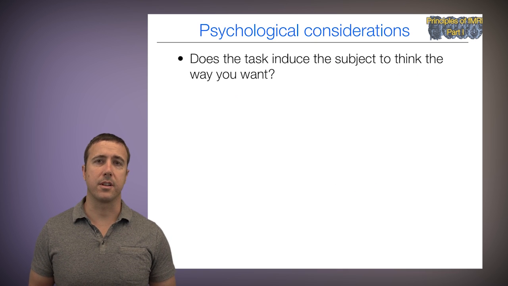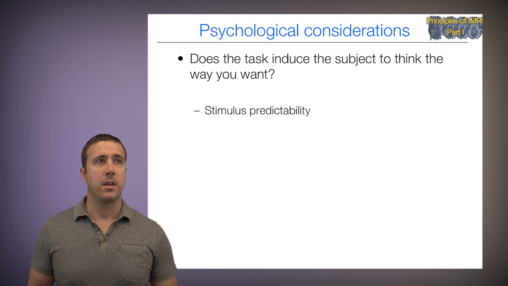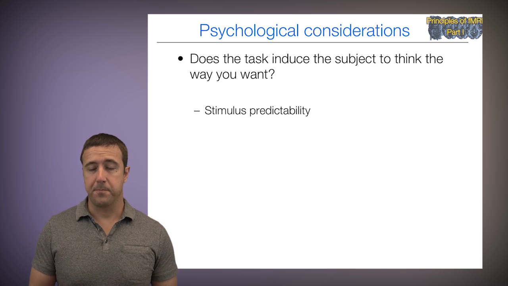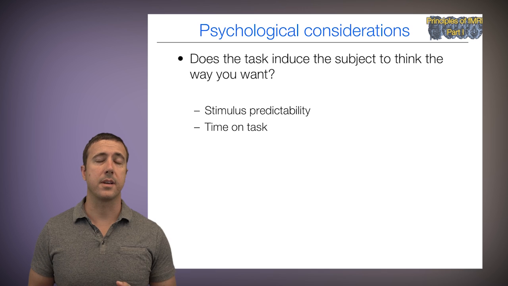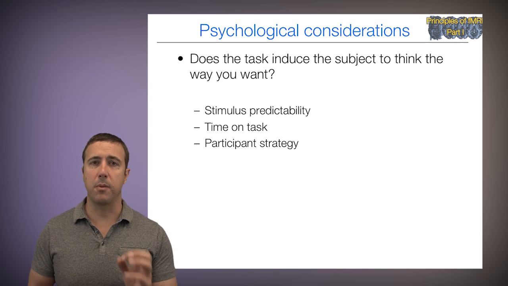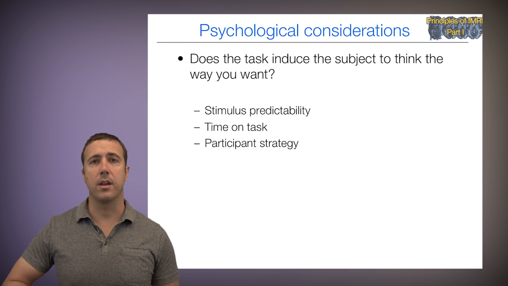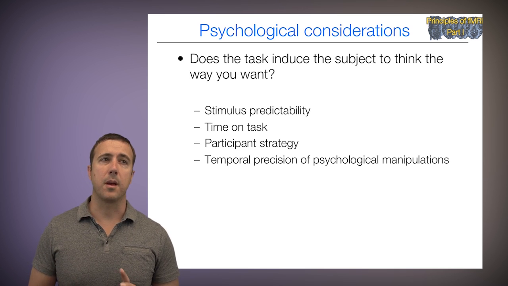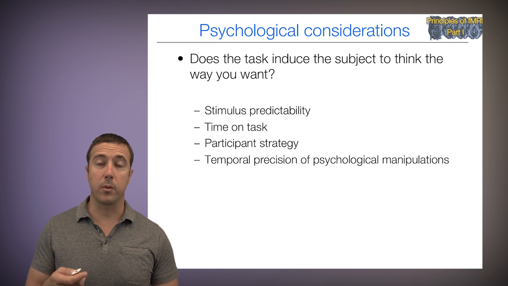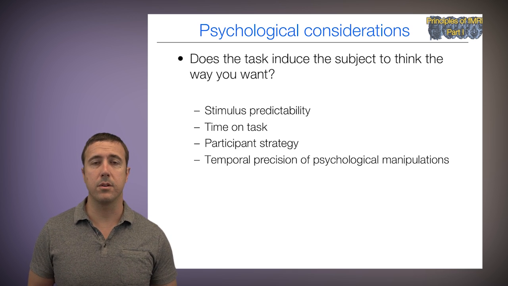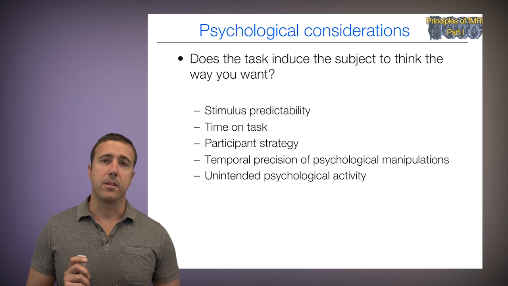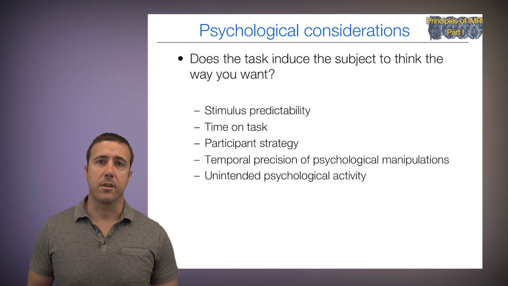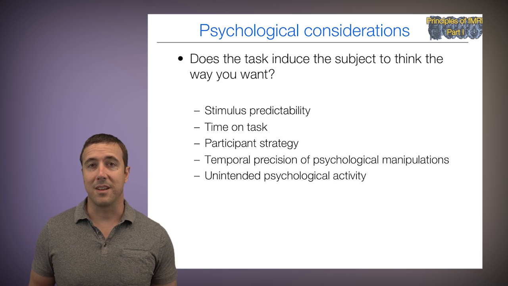So here are 5 psychological considerations that we'll consider. One is the effect of stimulus predictability on performance. Second, the effects of time on task, how long the person's doing the intended task. Third, we'll think about strategies. Very small changes in the task design can introduce big differences in the strategies that people use. We'll think about the temporal precision of our psychological manipulations, whether we can turn them on and off when we like them to. And finally, we'll talk about the consequences of unintended psychological activity, which shows up in the brain just like activity that you intended to induce.